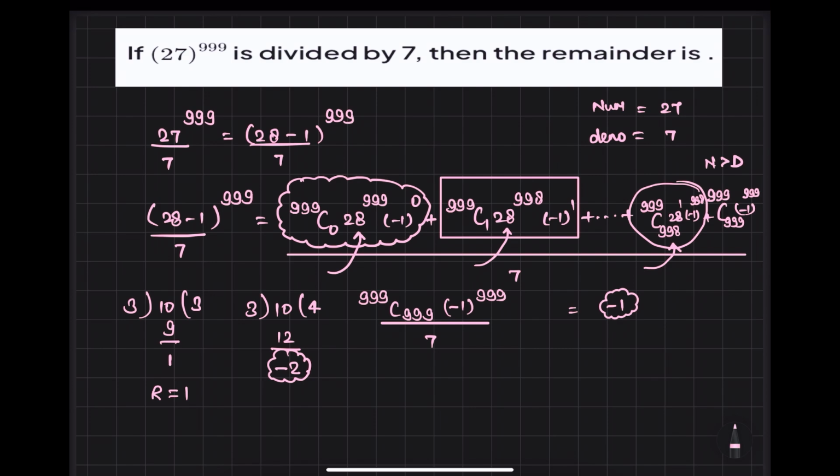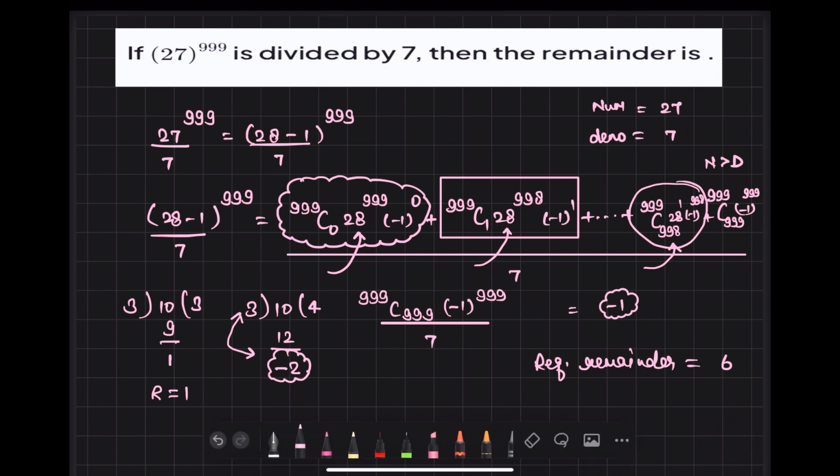So how will we get 1? You have to add these two elements, which means we have to add the negative number to the number by which you are dividing. So the required remainder will be minus 1 plus 7. This means 6. So 6 is the remainder. Okay, I hope you got the idea.